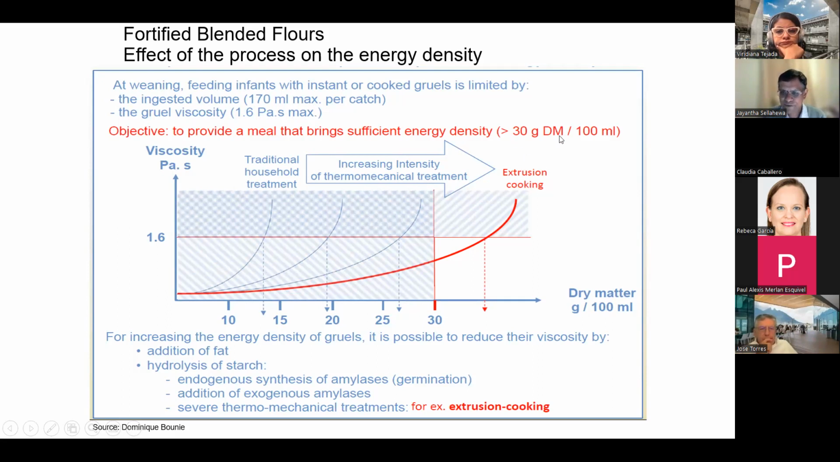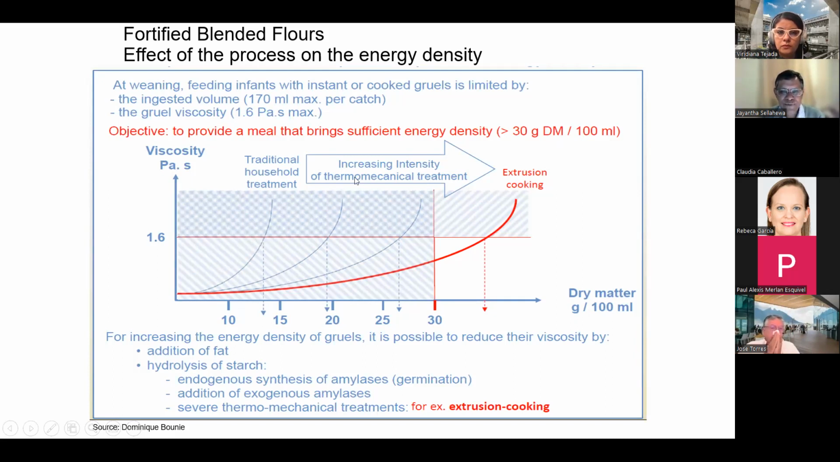Our objective to get the right nutritional energy density is that we have to have 30 grams of dry material per 100 milliliters. If you look at this traditional cooking curve, which is the viscosity plotted against the amount of dry matter, you can see the maximum viscosity for swallowing is reached when you only add something like 13 grams of dry matter, less than half of the required amount.